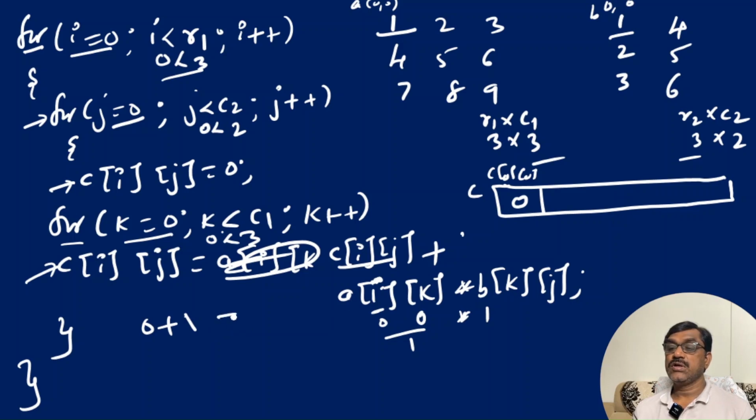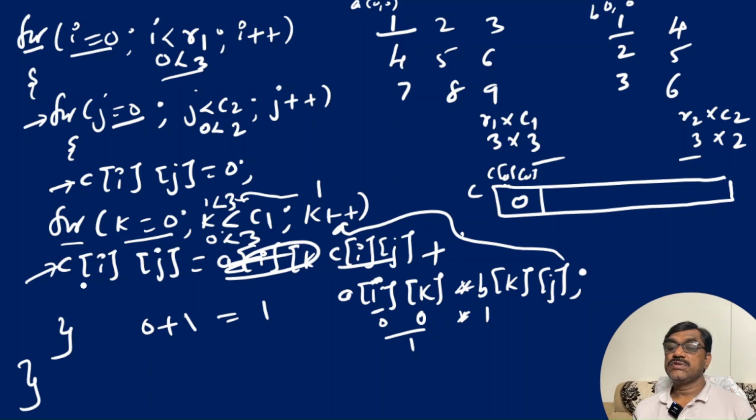This is total how much? 1. See, after the semicolon, what happened? The control is again passed to k plus plus. So here k value becomes how much? 1. Now after becoming 1, the condition is tested. Now 1 is less than C1. C1 how much? C1 is 3. 1 is less than 3. Yes, the condition is true.